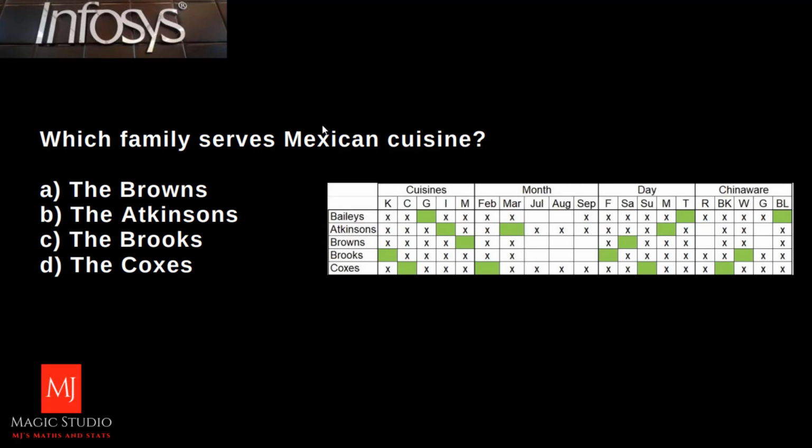So the first question from the grid or the puzzle was, which family serves Mexican cuisine? Mexican cuisine is served by Browns. So it is in option A. Option A selected.